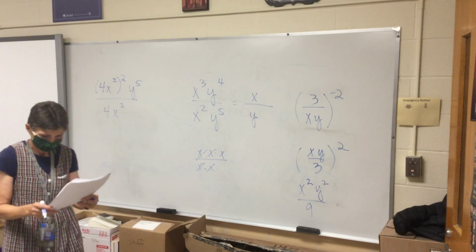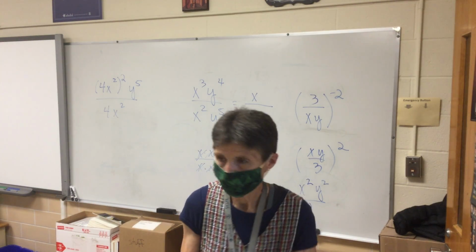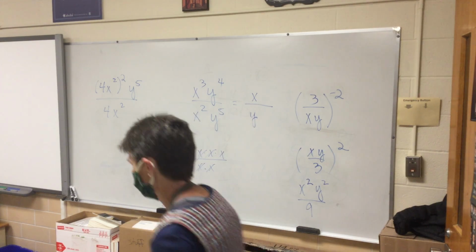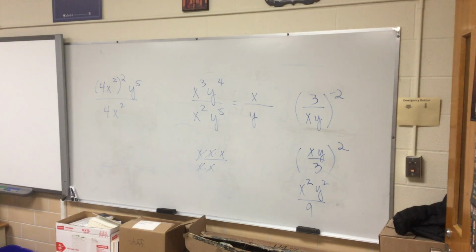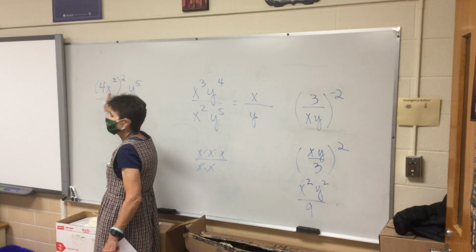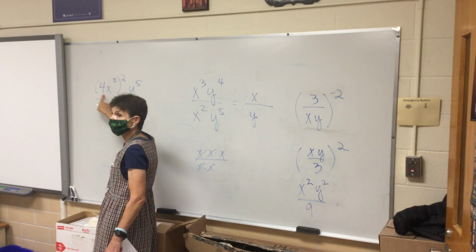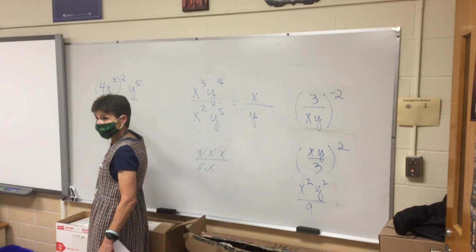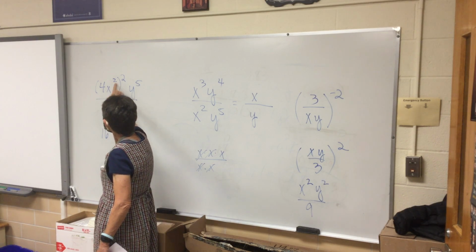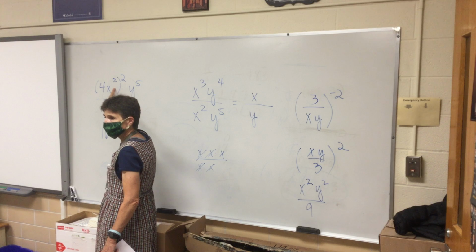Eli, you got an idea on how we might start this? Distribute the 2. Perfect. We're going to apply this 2 to everything in the parentheses, including the 4 now, okay? So we have 4 squared, 16. What about x squared squared? What's that? X to the 4th.